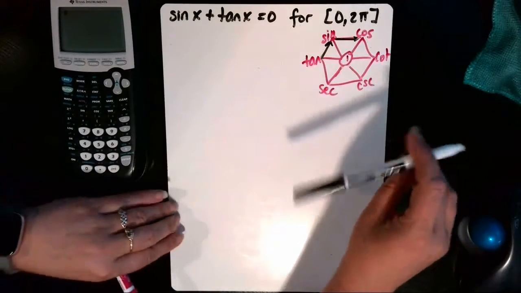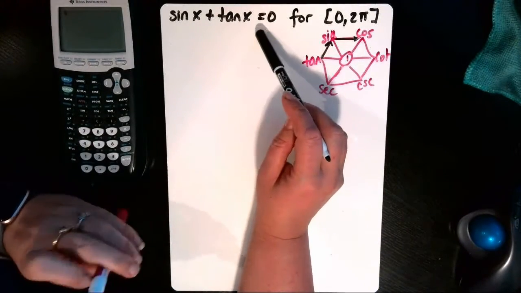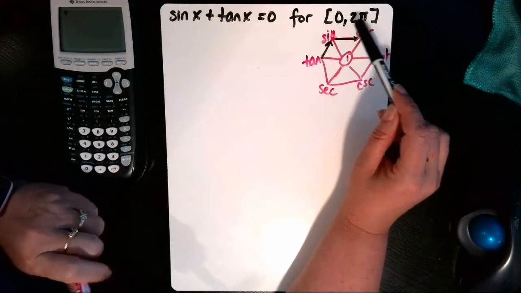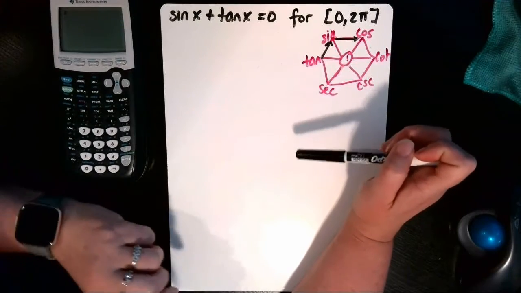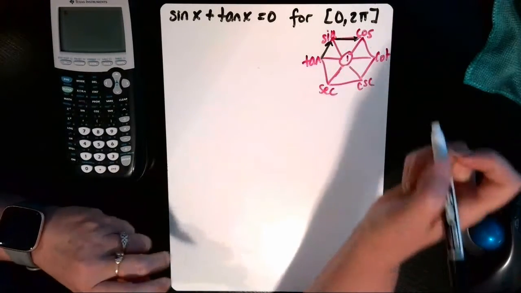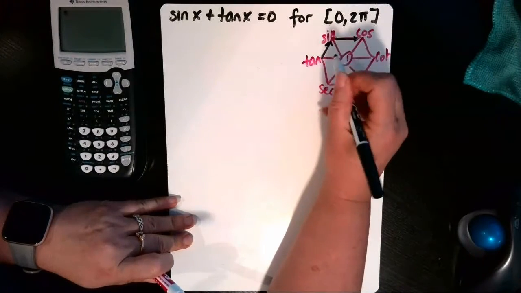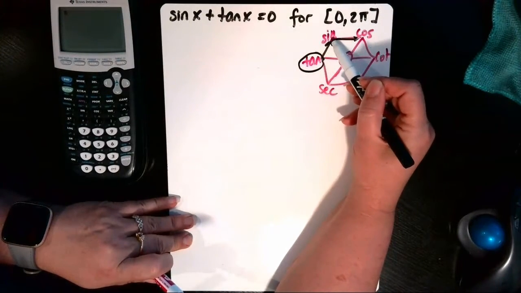Okay, so in this video, we're going to solve the trig equation sine of x plus tangent of x is equal to 0 for all values of x in the interval 0 to 2 pi inclusive. So we know we want to look for radians instead of degrees. And if we look at our trig identity hexagon, we can see that tangent is the ratio of the sine divided by the cosine.